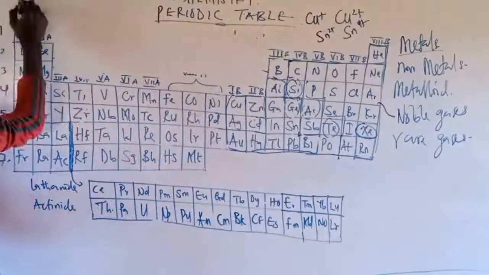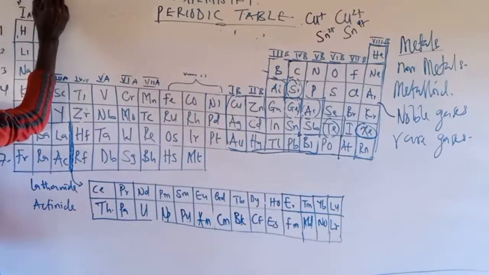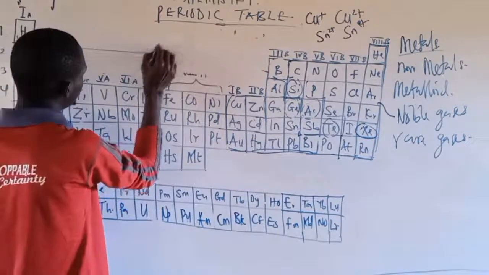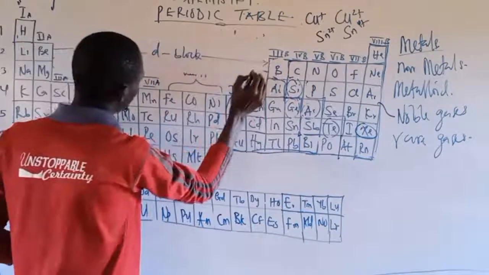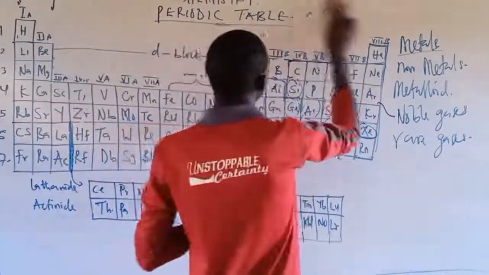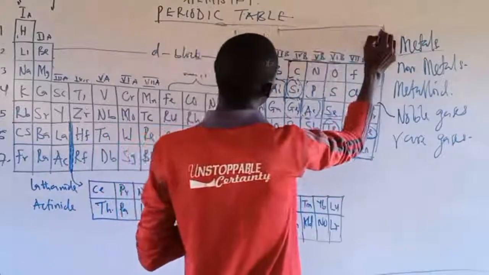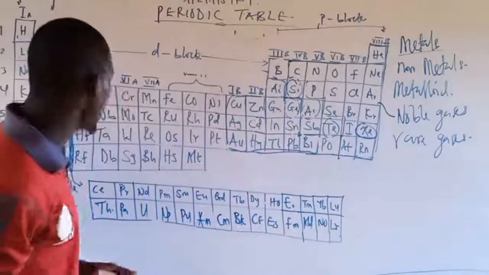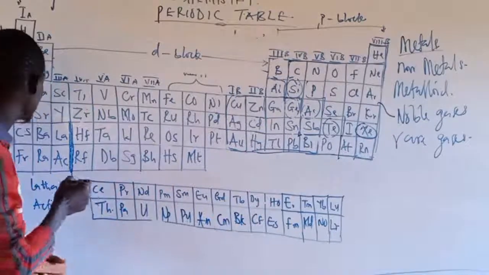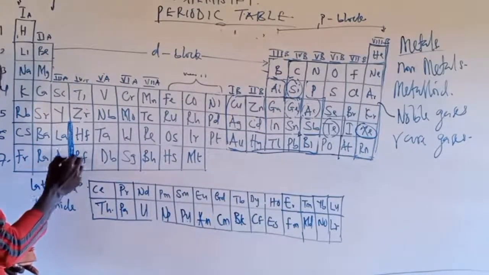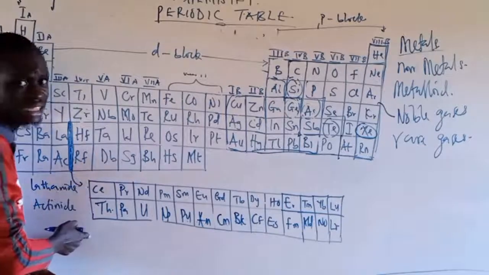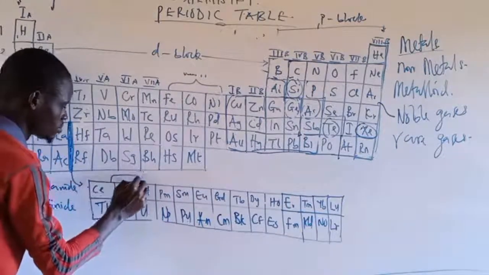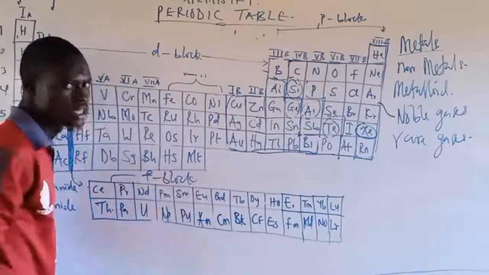Group 1 and group 2 are taken as the S block elements. Group 4 to this, we call it what? The D block elements. While from here, group 3B to 4B are known as the P block elements. Now, we have the lanthanide and the actinide series. That means in this region here, we have another element group known as the lanthanide and actinide series. These are taken as the F block elements.